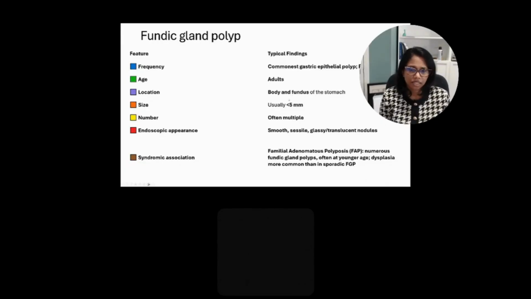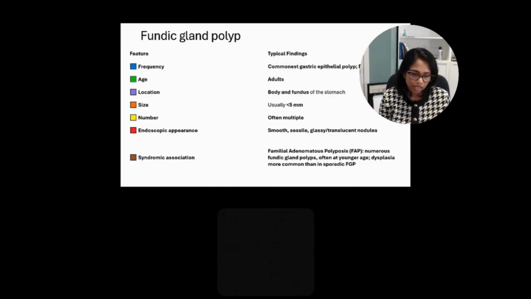It can vary in size. I mean, the vast majority are less than 5 millimeters, but they can be very dramatically large. And they can be multiple. It has a very smooth, sessile, glossy, translucent appearance, or little nubbins and nodules on the gastric surface.